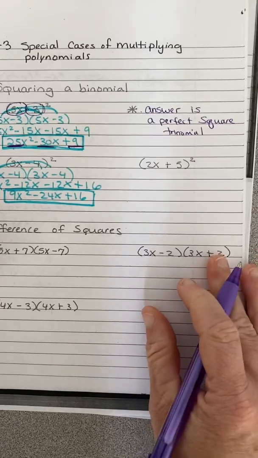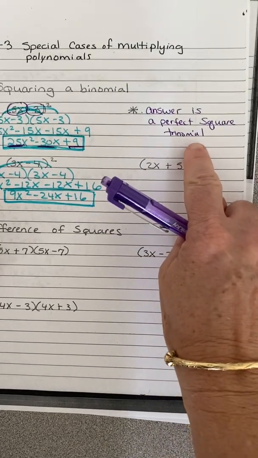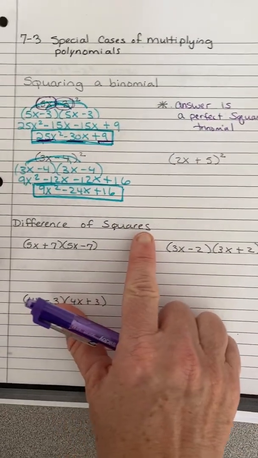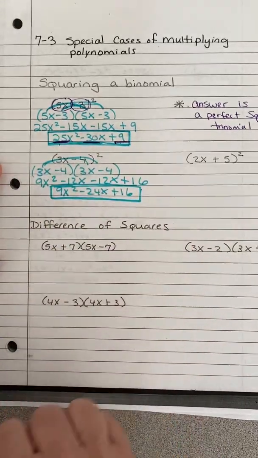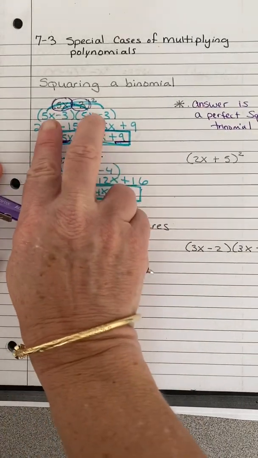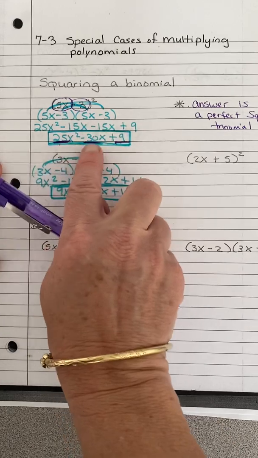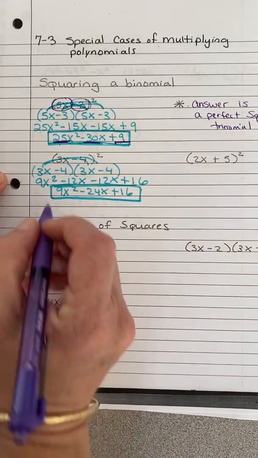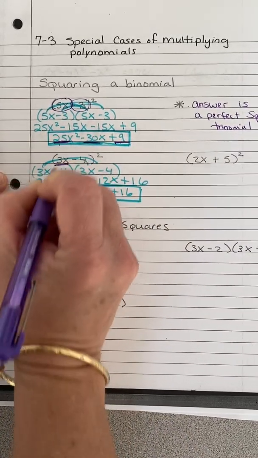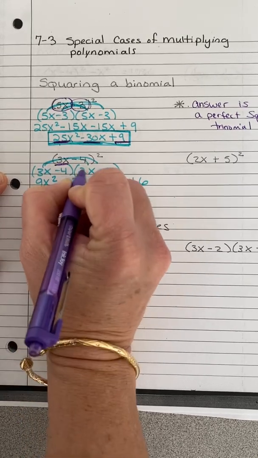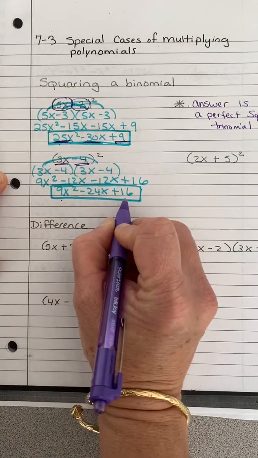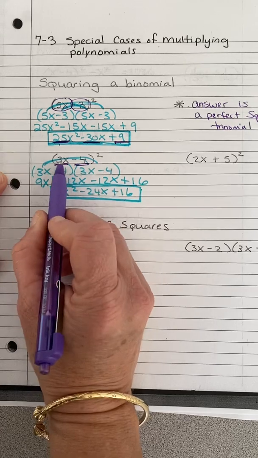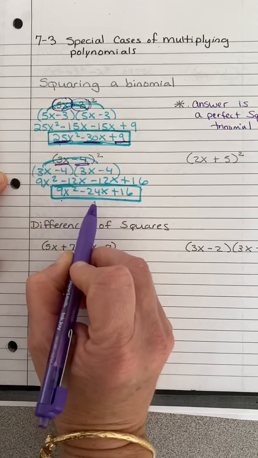We're going to talk a lot more about that coming up, but right now I just want to focus on this. So if we're squaring a binomial, we can write it twice and FOIL it out. Or we can use the shortcut and square this. Notice it got to 9x squared. Square this: negative 4 times negative 4 is positive 16. And then multiply them and double.